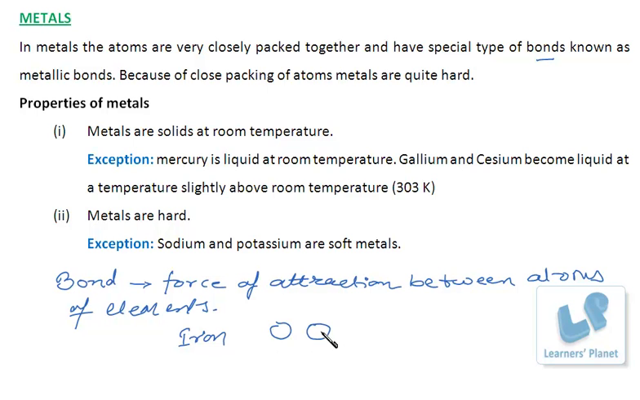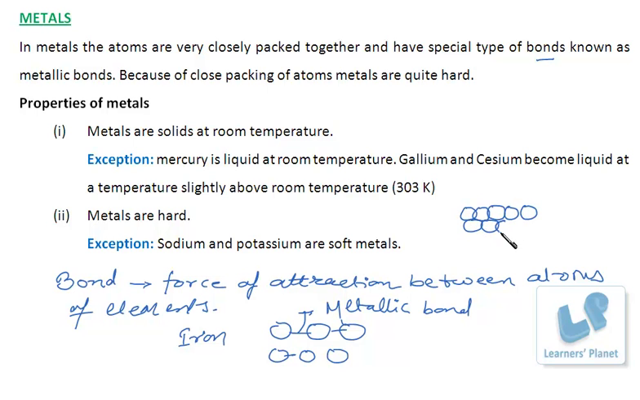Now in the case of metals, say I'm taking iron. There are atoms in iron, and there is a force of attraction between these atoms. This force of attraction is called the metallic bond. And these atoms are closely packed. Sorry, not the metals, the atoms. The atoms have a close packed structure, and because of this structure, they are hard. The force of attraction is very, very strong between the atoms of metals.